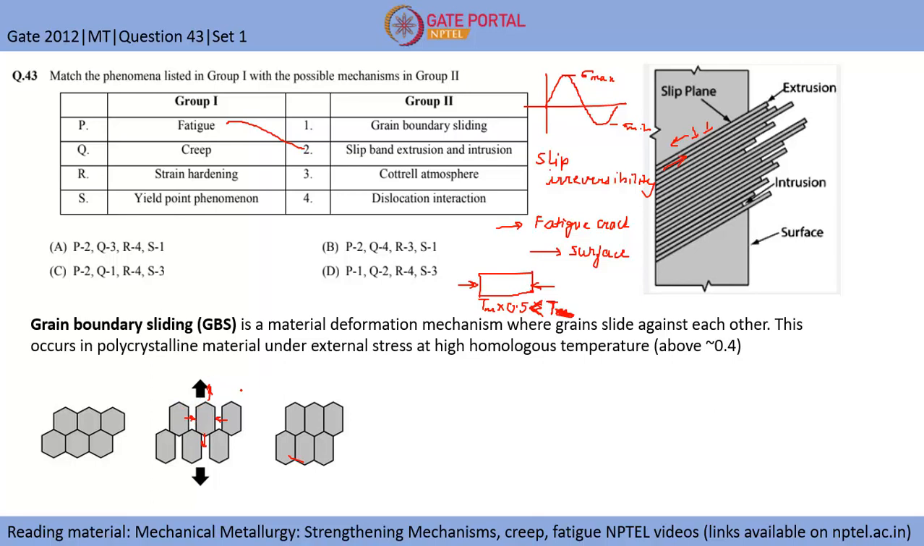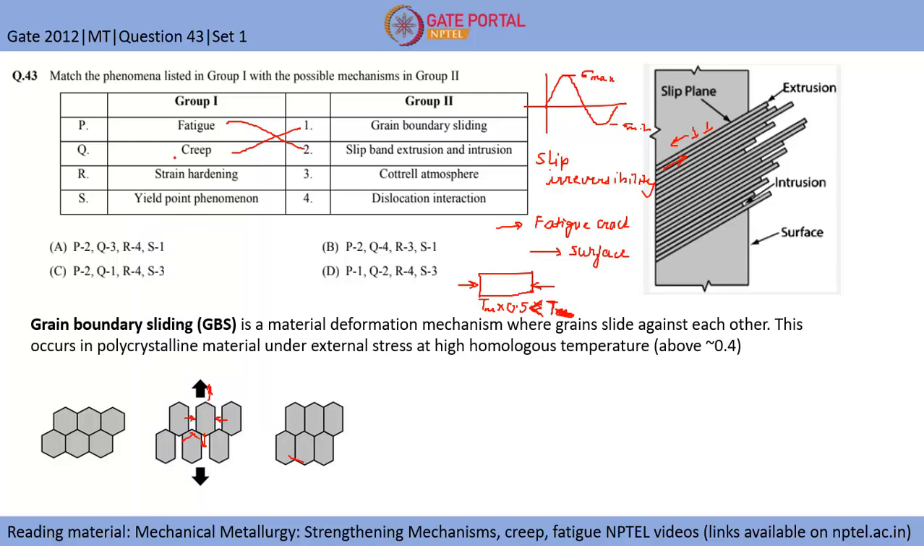The temperature is high enough such that the grains can easily slide on top of each other, because the temperature is there for diffusion. Hence this grain will come close to this and join like this. So the basic phenomenon of creep is basically grain boundary sliding. So for Q the correct answer is 1.